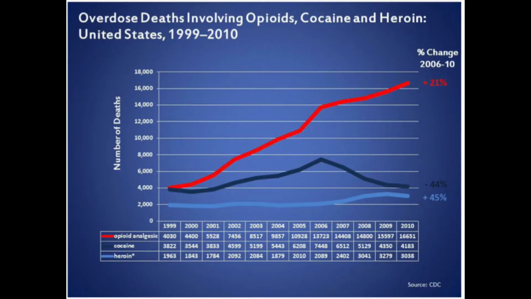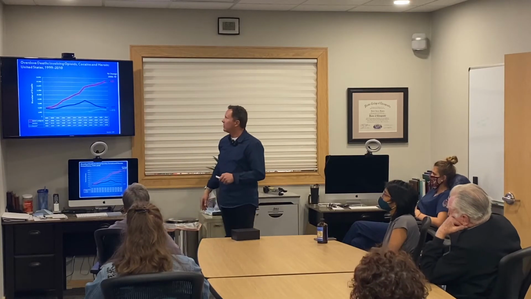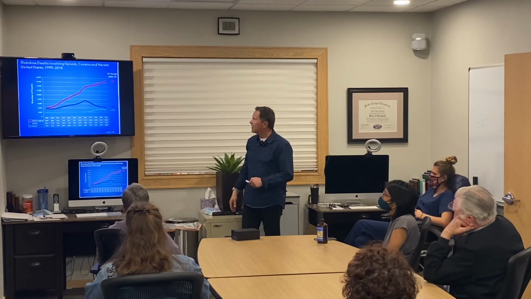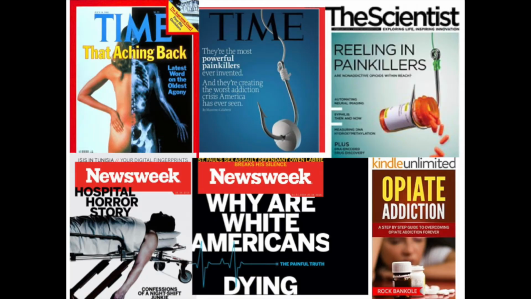So here's also some of the overdoses and the deaths from 1999 to 2010. You can see it's on a terrible trajectory. The red is the opioids, the dark blue is cocaine, and this is heroin. So you can see how disproportionately opioids are affecting our society. It's all over the news. Everybody's been talking about it. They have been for years. And it's obviously not a very effective way to treat this, through medicine.